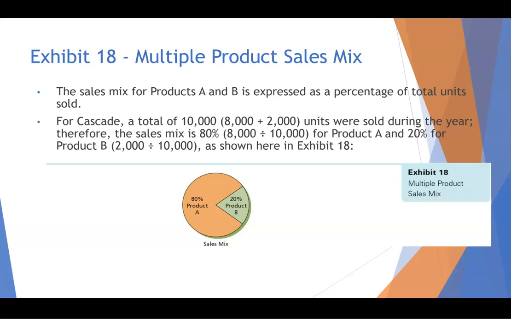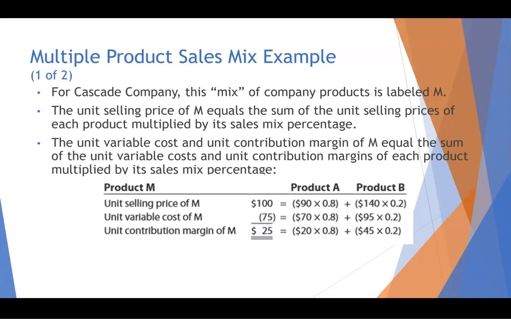So they have a sales mix, and they can express it as a percentage of total units sold. 10,000 units, 8,000 for product A, 2,000 for product B, were sold during the year. So the sales mix is 80%, 8,000 divided by 10,000 units for product A and 20% for product B. This mix gets labeled, and the unit selling price of M equals the sum of all the unit selling prices of each product multiplied by its sales mix percent.